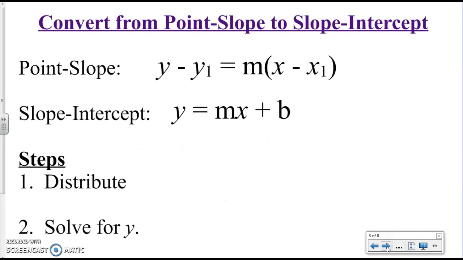Okay, so here's our first case. If we change from point slope to slope intercept form, which we've done a lot in the past, you're going to distribute first and then solve for y. So let's go ahead and do a few of those problems.